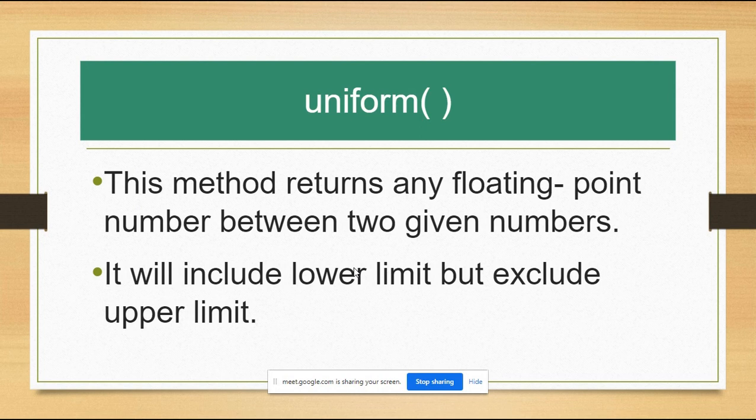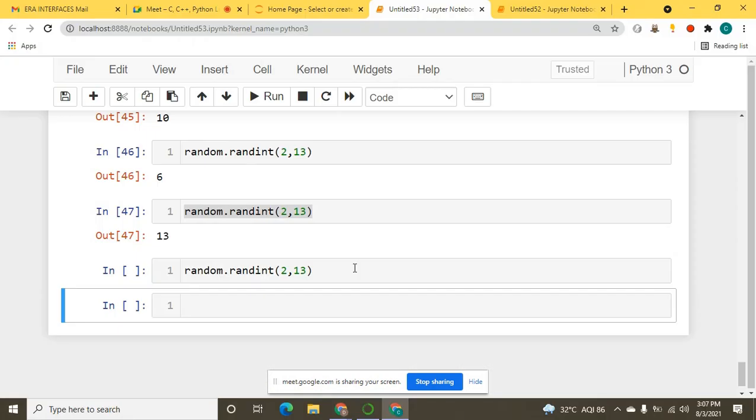It will return any floating point number. Now uniform. So random.uniform, and it will take a range. I will say 2 to 7. Okay, it is saying that it will give us a floating point number, but it will not include the last range. What is here? It is 7. It won't include the upper limit in the result.